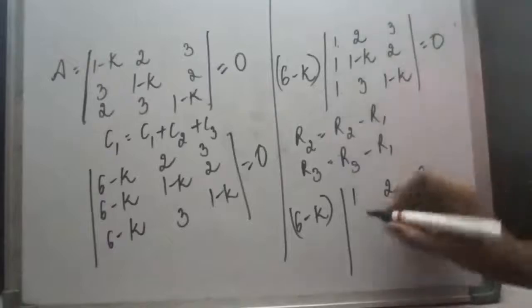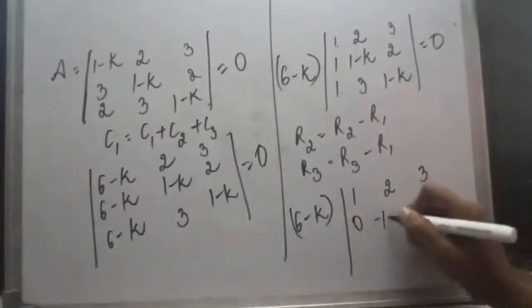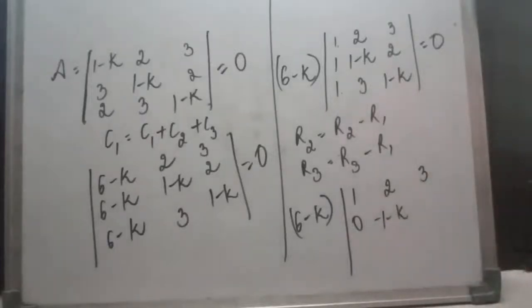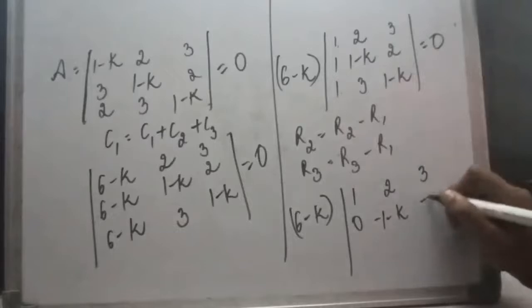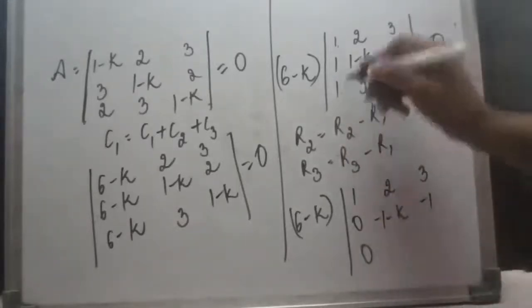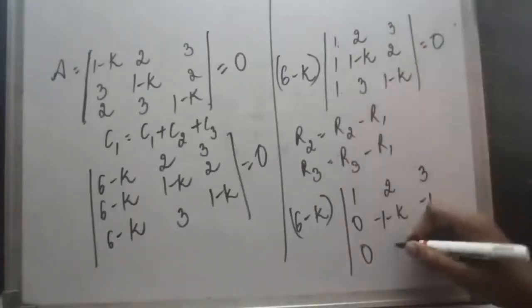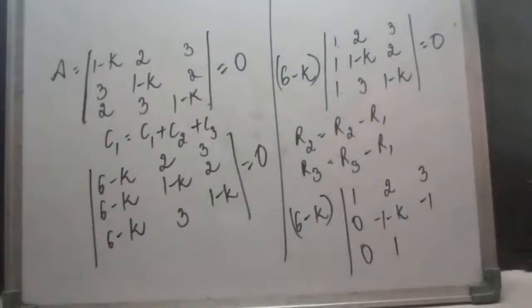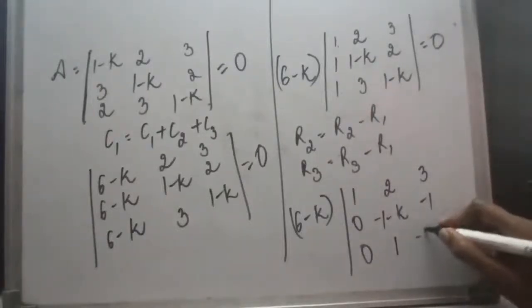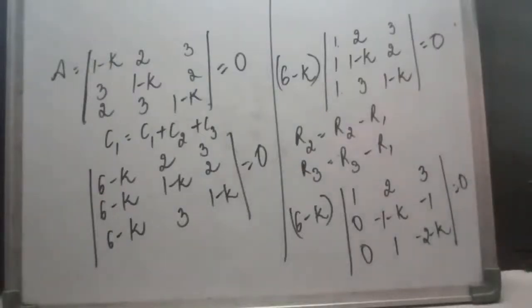Second minus first I have to do. So 1 minus 1, 0. 1 minus k minus 2, it will be minus 1 minus k. And 2 minus 3, it will be minus 1. Again in row number 3 minus row number 1, this will be 0. 3 minus 2, it will be 1. And last, 1 minus k minus 3, it will be minus 2 minus k. Again I am going to put it equal to 0.